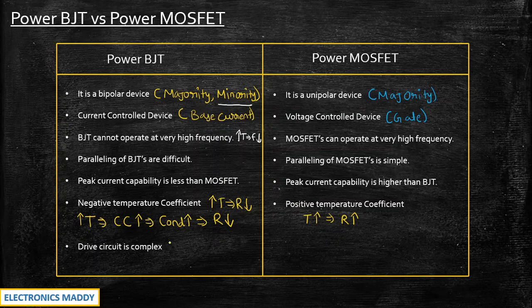The drive circuit required is complex for a power BJT because we need two circuits, one to turn them on and one to turn them off. So some arrangement needs to be made, and that is why it's slightly complicated. Whereas the drive circuit here is very, very simple because we need only one circuit basically to control the entire process, to turn on the device and turn off the device. So this is one of the most important differences as well.